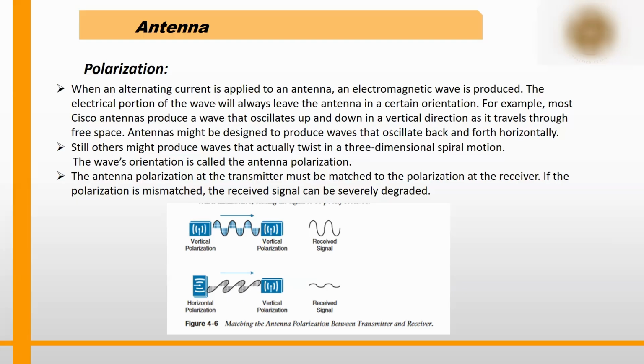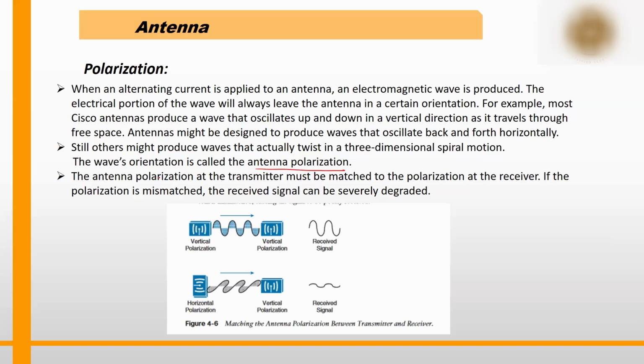Polarization. When an alternating current is applied to an antenna, an electromagnetic wave is produced. The electrical portion of the wave will always leave the antenna in a certain orientation. For example, most Cisco antennas produce a wave that oscillates up and down in a vertical direction as it travels through free space. Antennas might be designed to produce waves that oscillate back and forth horizontally. Still others might produce waves that actually twist in a three-dimensional spiral motion. The wave's orientation is called antenna polarization.